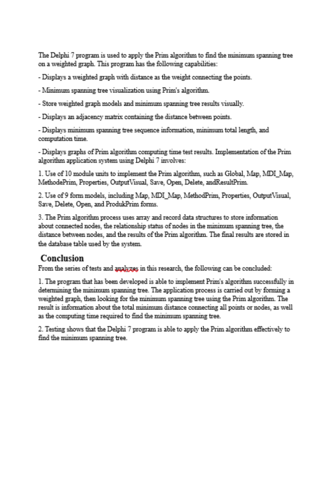Conclusion. From the series of tests and analyses in this research, the following can be concluded. 1. The program that has been developed is able to implement PRIM's algorithm successfully in determining the minimum spanning tree. The application process is carried out by forming a weighted graph, then looking for the minimum spanning tree using the PRIM algorithm. The result is information about the total minimum distance connecting all points or nodes, as well as the computing time required to find the minimum spanning tree. 2. Testing shows that the Delphi 7 program is able to apply the PRIM algorithm effectively to find the minimum spanning tree.